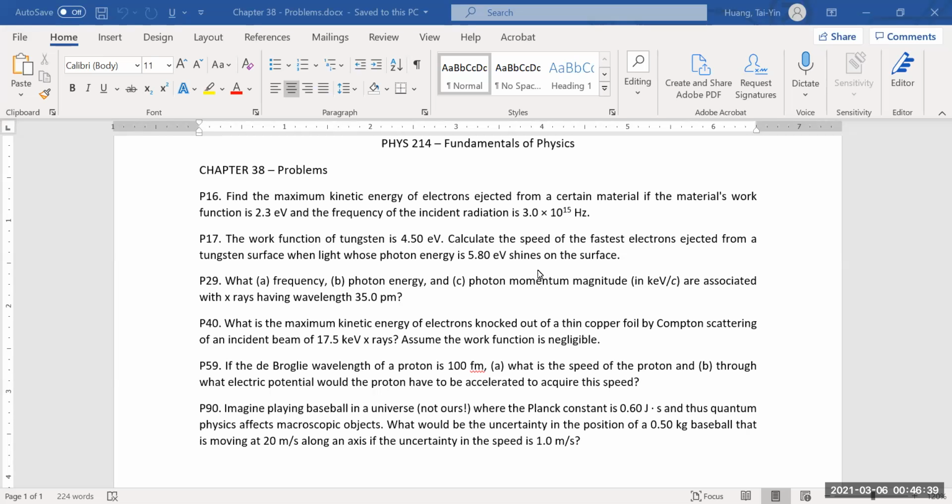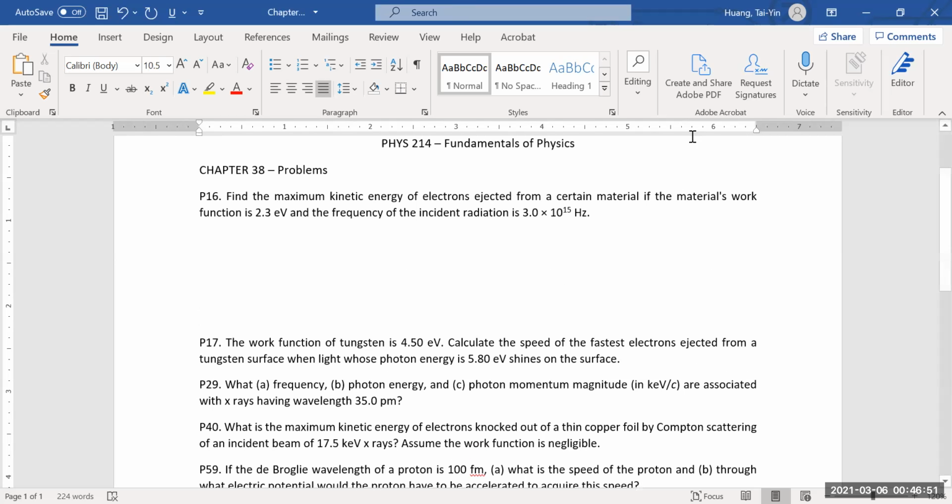Okay, so for chapter 38, we're going to do 4 problems. The first one we want to do is problem 16. Problem 16 says we want to find the maximum kinetic energy of electrons ejected from a certain material if the material's work function is 2.3 eV and the frequency of the incident radiation is 3 times 10 to the 15 hertz. The incident radiation, meaning the incoming photon, has a frequency of this value.